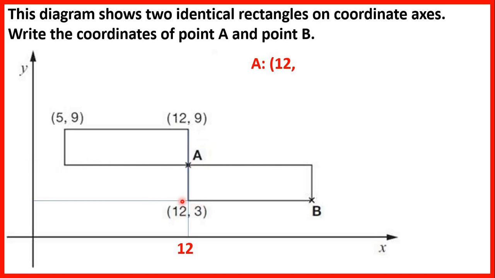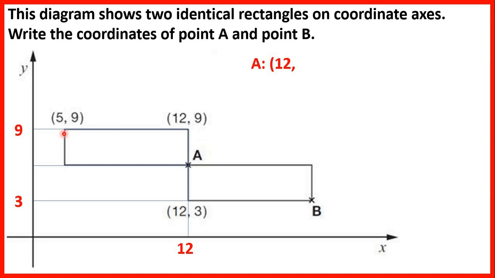We do know that along this line, the y-coordinate is 3, and along this line at the top, the y-coordinate is 9. That's because the second number is 3 here, so we can go across and write it on our y-axis, and then the second coordinate here is 9, so we go across and we can write that on our y-axis as well. But we want the y-coordinate of point A.